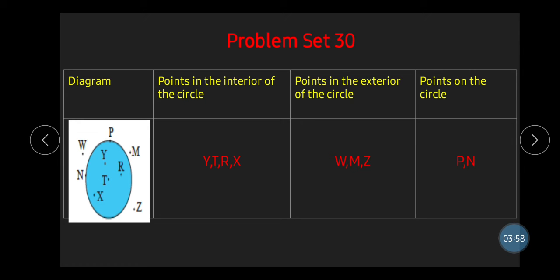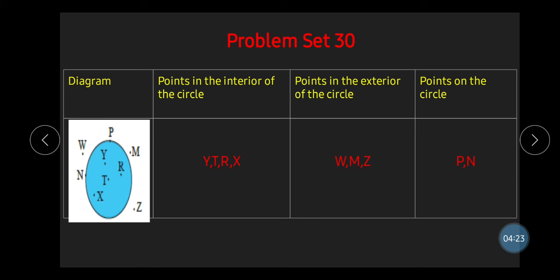So let's start. Points in the interior of the circle. Interior means, children, inside. So let's see the points which are inside the circle. We can see point Y, point T, point R and point X. So we will write in our column that Y, T, R, X. You are supposed to put commas.